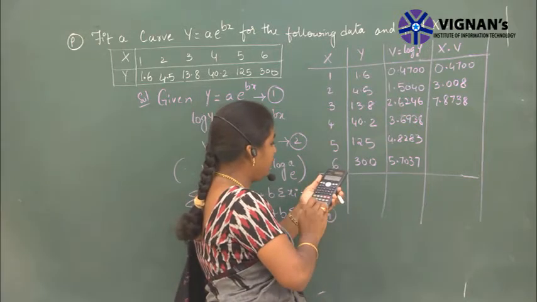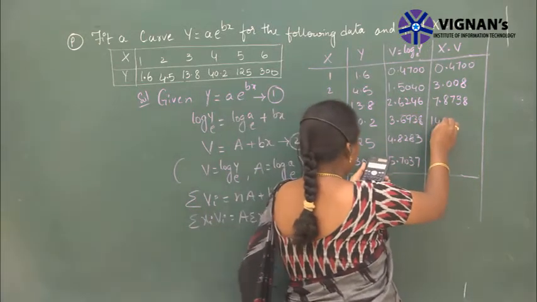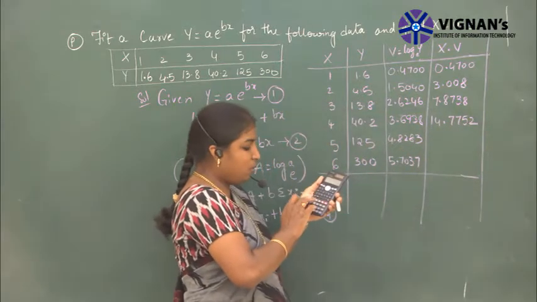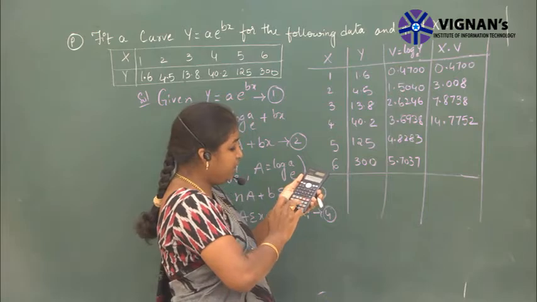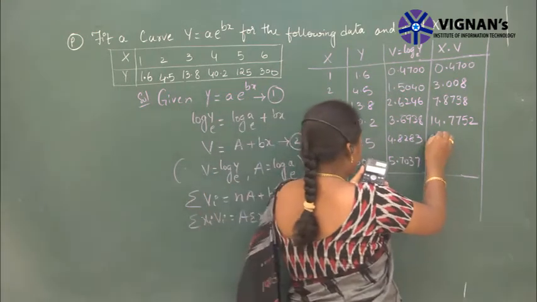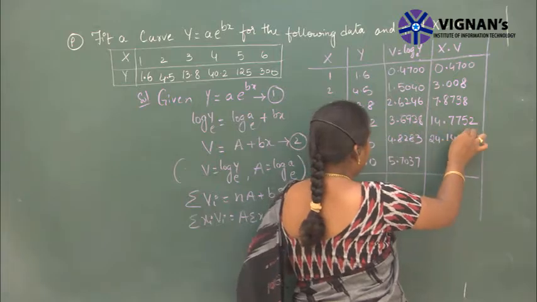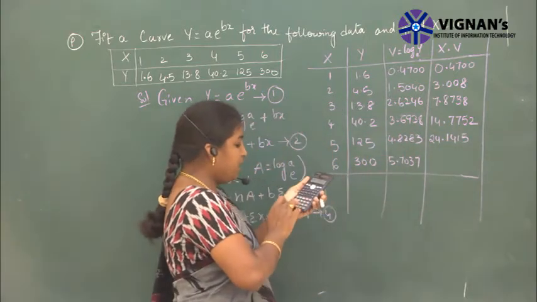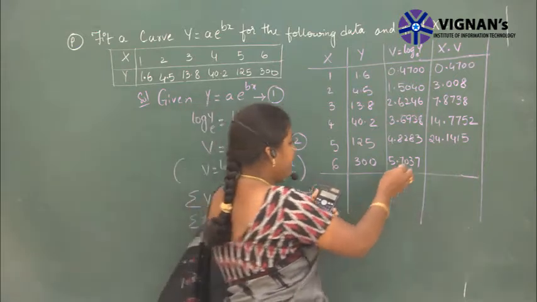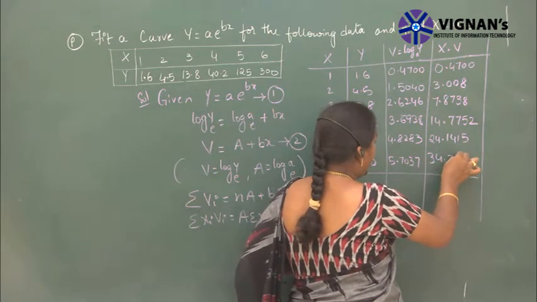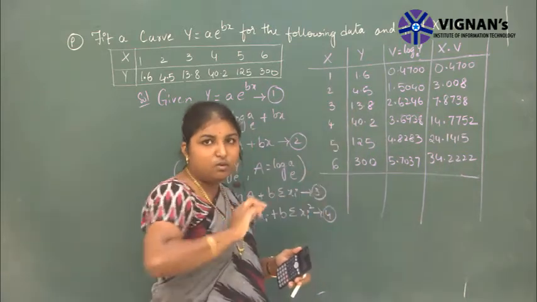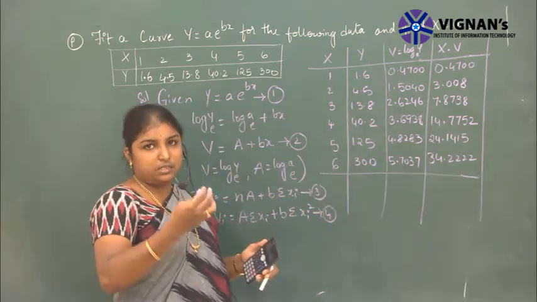Next, 3.6938 into 4, that value is 14.7752. Next, 4.8283 into 5, so that value is equal to 24.1415. Next, 5.7037 into 6, so that value is 34.222. You are multiplying X values into V values, we get X into V.